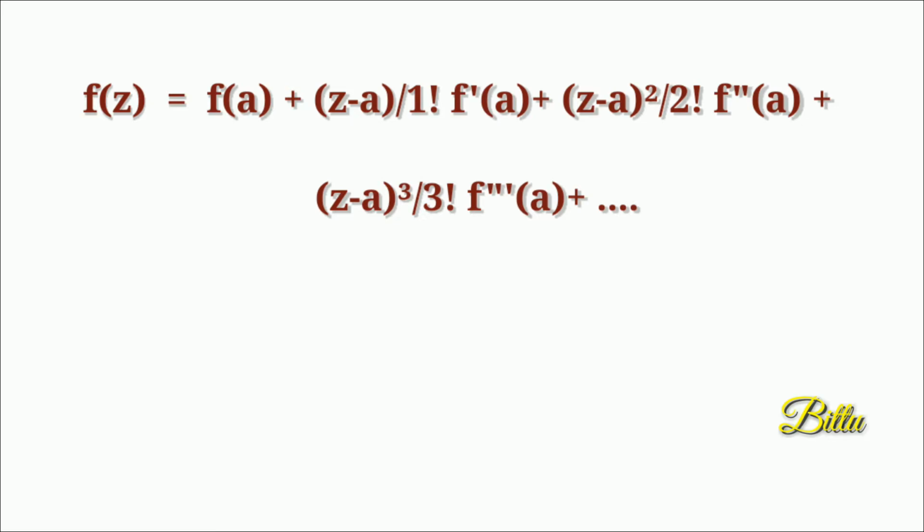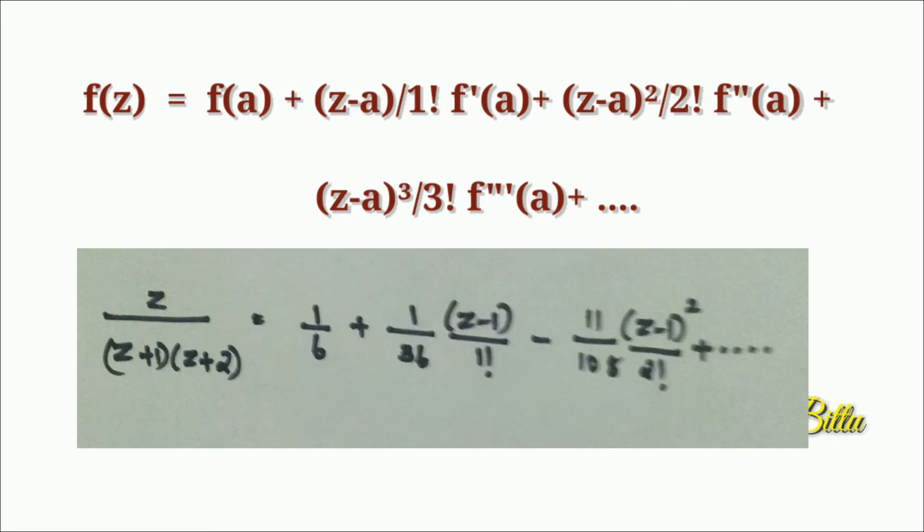And we can see the series of z by z plus 1 into z plus 2 is 1 by 6 plus 1 by 36 into z minus 1 by 1 factorial minus 11 by 108 into z minus 1 the whole square by 2 factorial plus etc.